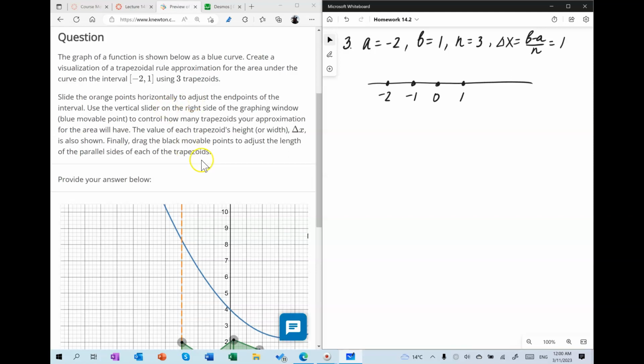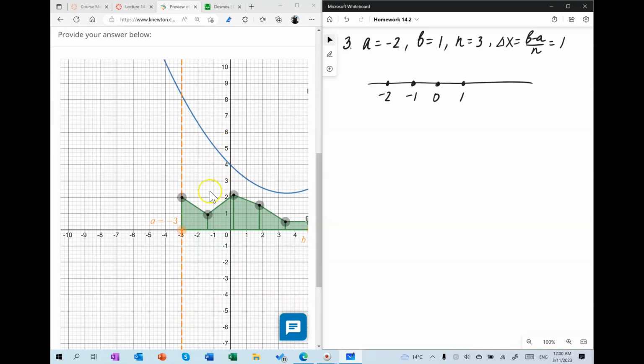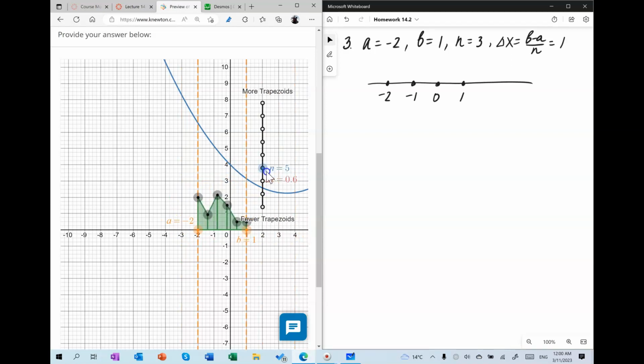And let's go ahead and play with this graph. So we're going to have it started at -2. It's going to go all the way to 1. We have fewer trapezoids right here. And we just need to drop these points on the graph.